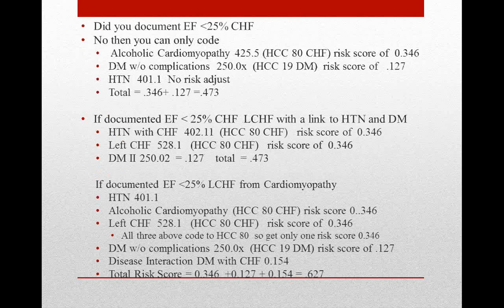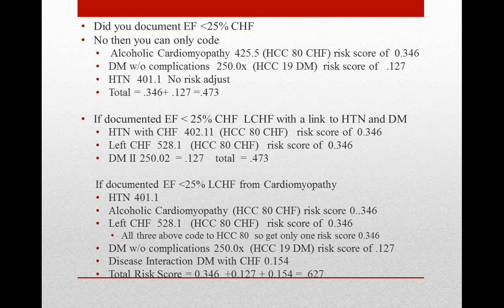If you document it in there, the EF is less than 25% and they have CHF, and then you can code alcoholic cardiomyopathy, diabetes without complications, and hypertension, which is not risk adjusted, and you get a score of 0.473. Now, if you documented the EF of less than 25%, you could actually, in that example above, now add the left CHF in there, the 428.1.